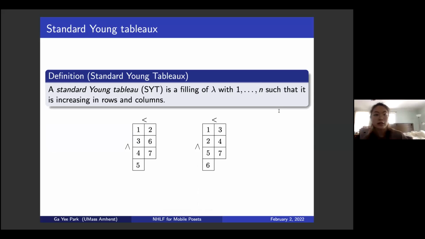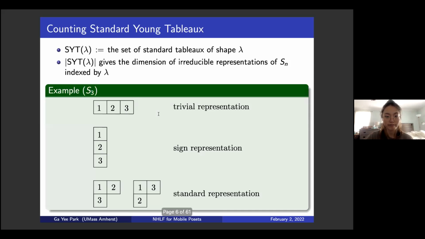Now, given a Young diagram, we can fill in with numbers and make it into a tableau. Here we have a standard Young tableau where we're filling in from number 1 through n, such that it is increasing in rows and columns. And here are two examples of the same shape of Young diagram, but different standard Young tableau. So you can see that there's no one unique way of filling this in. And so the question is, given a fixed shape, how many different standard Young tableau can we build?